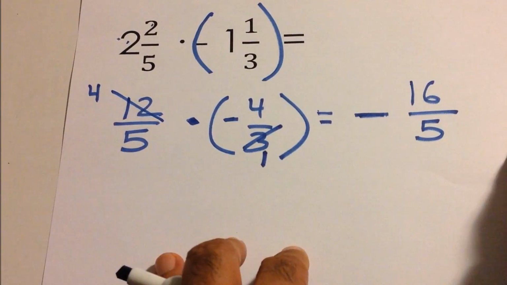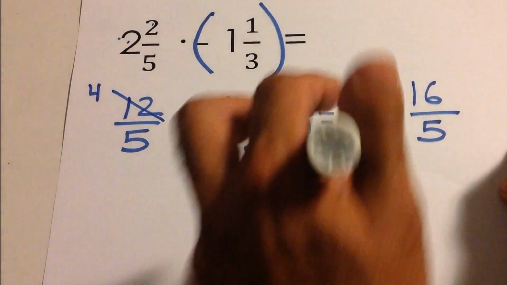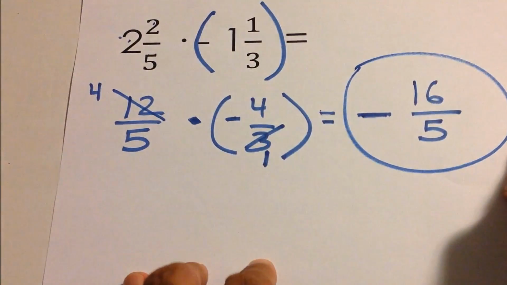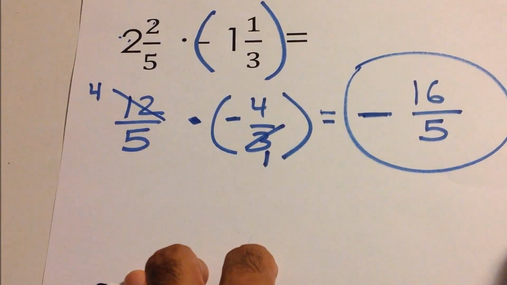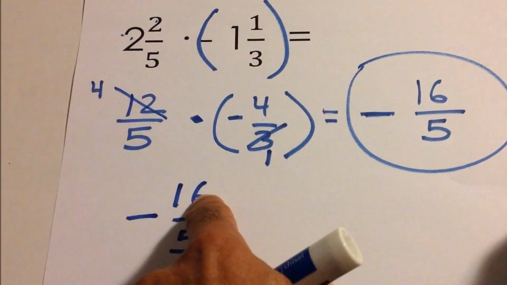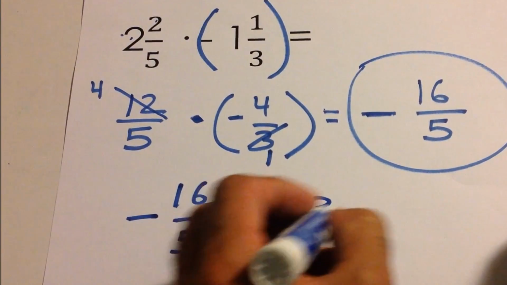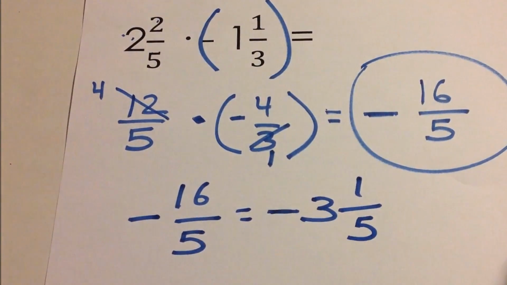Now, I may ask you on a test to simplify that. Or sometimes you can just keep it like that. But if I say break that down, make it a mixed number, we have negative 16/5. 5 goes into 16. Remember, we're going to have a negative here. 3 times and 1/5. So there's our answer.